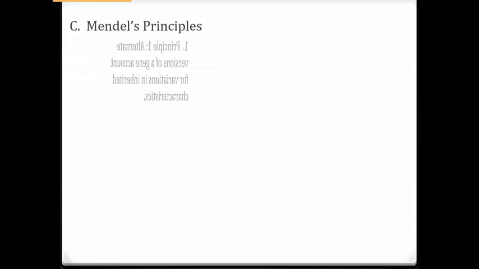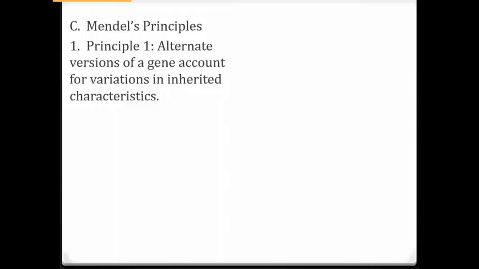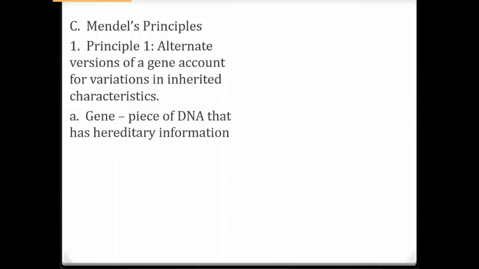He came up with 4 principles from the data that he collected. After a lot of experimentation, one of the principles is that alternate versions of a gene account for the variations in inherited characteristics. So okay, we've got 2 words in here. We've got gene that we need to be aware of. What is a gene? We know from Unit 1 that that's an area on our DNA that codes for a trait. So a gene is a piece of DNA, and it has this hereditary information, traits that are going to get passed on to the kids someday.